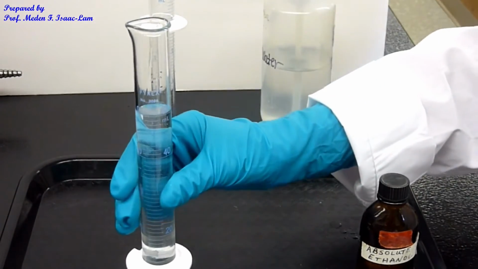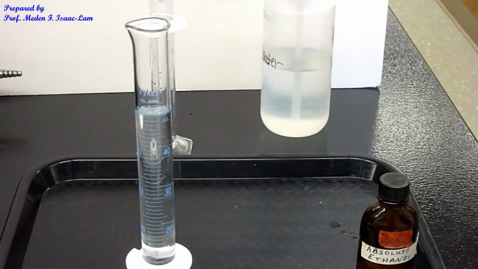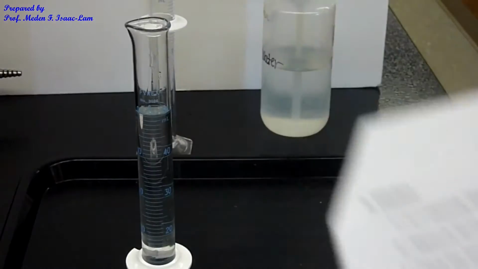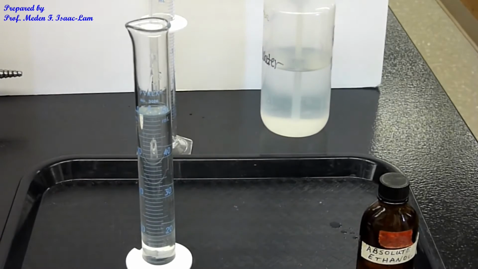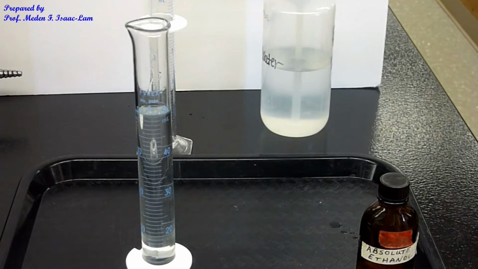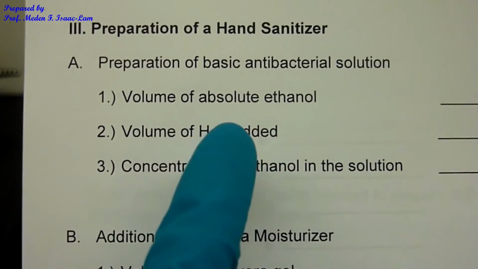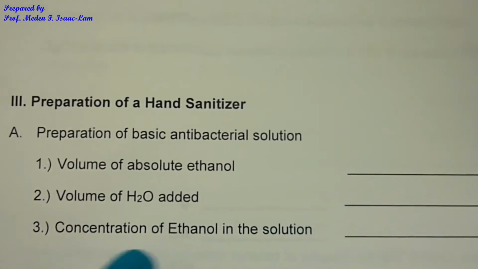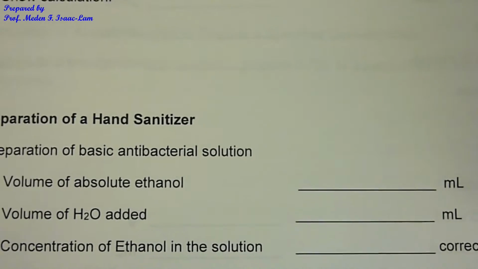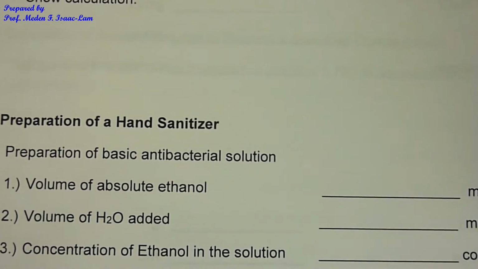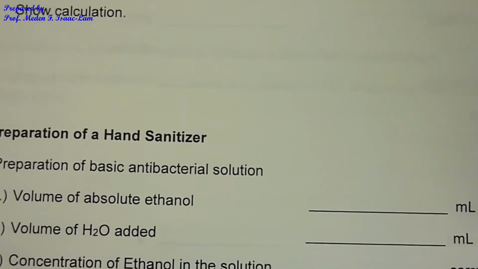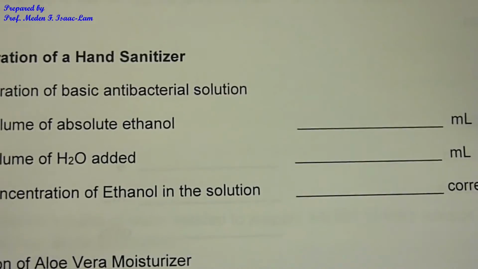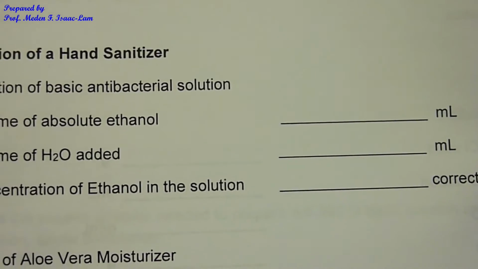So that is the antibacterial solution. The next part is you are going to determine the concentration of the solution expressed as percent by volume of ethanol. So you're going to fill up the blank spaces: volume of absolute ethanol, volume of water added, and then what is the concentration of ethanol in the solution, percent by volume, to the correct unit and significant figure. Again, apply the concept of sig figs that we learned previously.